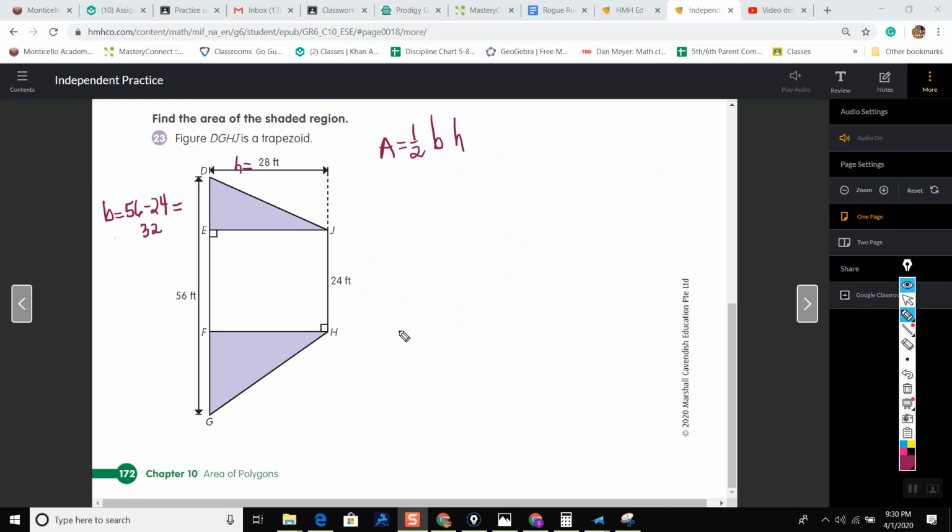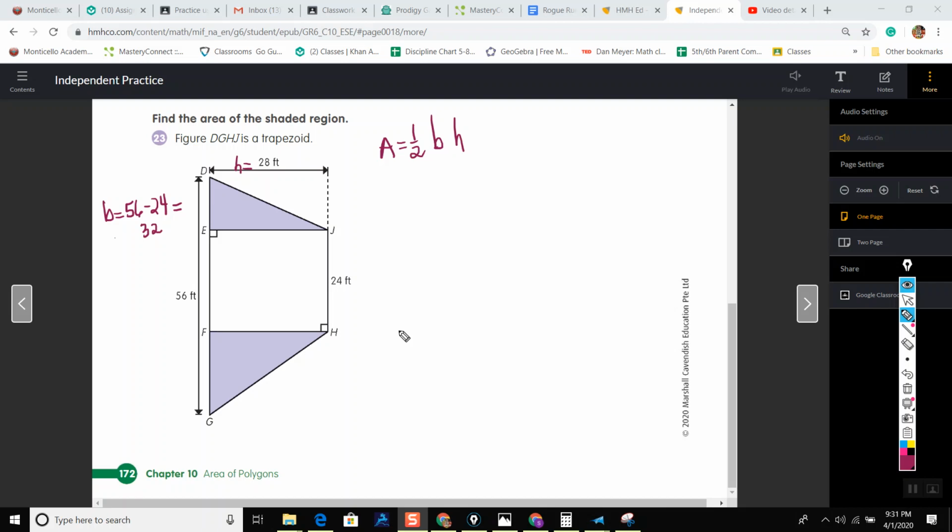Okay, moving on to page 172 and number 23. And I love this problem because when you first look at it, you're like, oh gosh, I don't know what to do with that, right? Because it tells us it's a trapezoid. And at this point you hadn't learned trapezoids, so you're like, how am I going to do that? Now you're given all the information. If you knew the formula for a trapezoid, you could easily find that area, but you have enough information here with what you knew at this point to be able to solve this, because it's asking you for the shaded area.